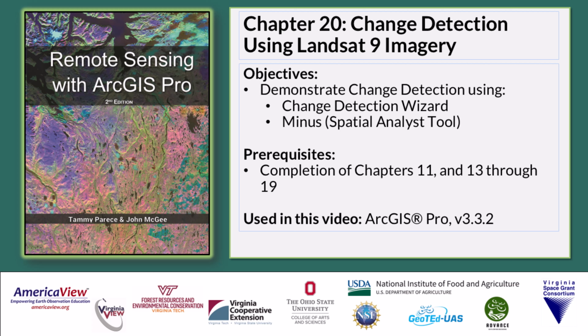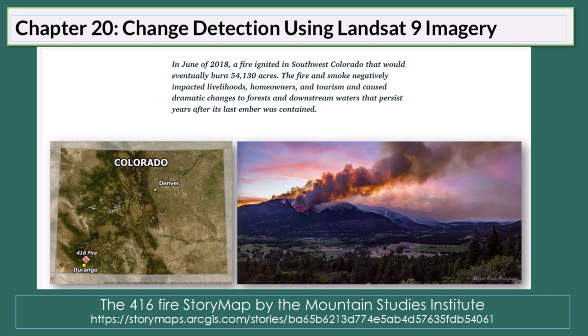We will introduce a simple procedure of pre-classification change detection to evaluate landscape changes from drought and wildland fire. We'll use one band from each of two Landsat 8 images acquired over southwestern Colorado on two different dates, and calculate differences in pixel values between these images to evaluate changes.